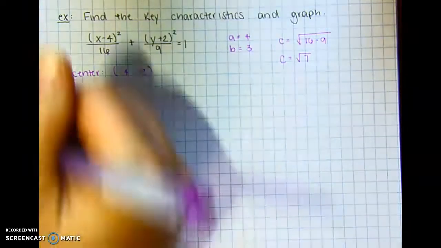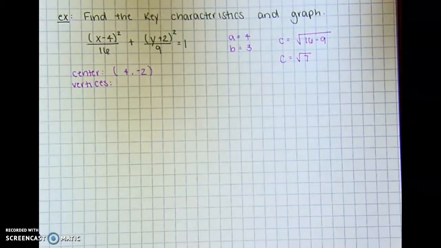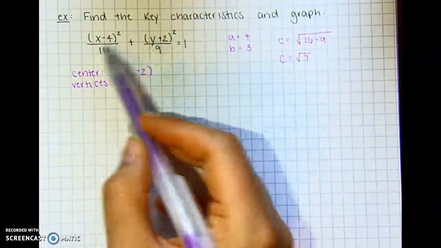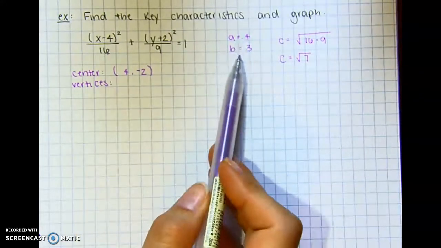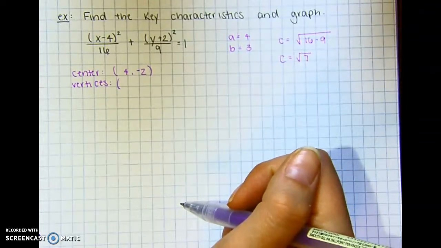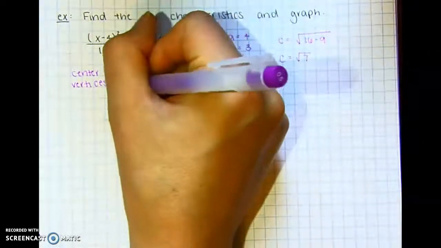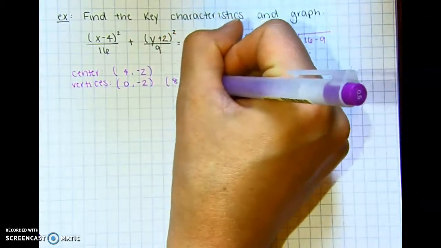Okay, my vertices. So my vertices, remember, are the endpoints of your major axis. I guess we didn't really talk about how to find these, but now's the time. So our vertices and our co-vertices are based on these two. So think horizontal dilation and vertical dilation, if it's with x or if it's with y. So my vertices are going to be the a distance or the b distance away from the center. So if my center is at 4, negative 2, then my leftmost vertex is going to be 4 to the left, so 0, negative 2. And to the right, so 8, negative 2. Because that's the horizontal distance.